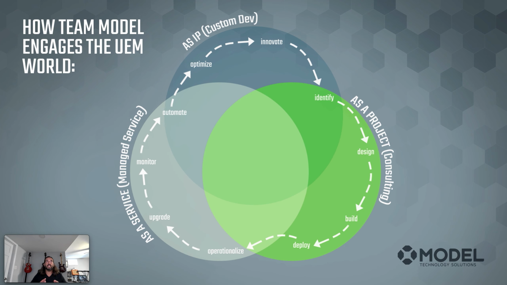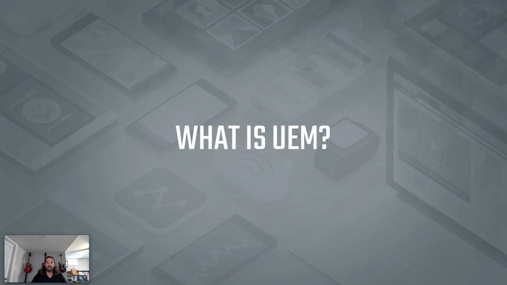So how we engage with our clients, starting in the bottom right with the dark green, the consulting team, or as a project team, we identify, design, build, and deploy projects and solutions. The as a service team, moving left to the bottom left, we take the deployment, we will operationalize, upgrade, monitor, and automate solutions. And then our as IP team, we've got some custom development tools that we've created to optimize and innovate on top of the Microsoft stack.